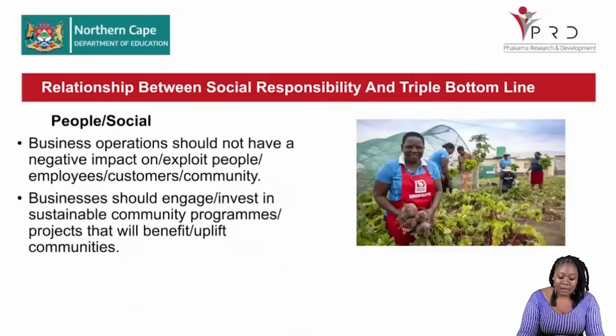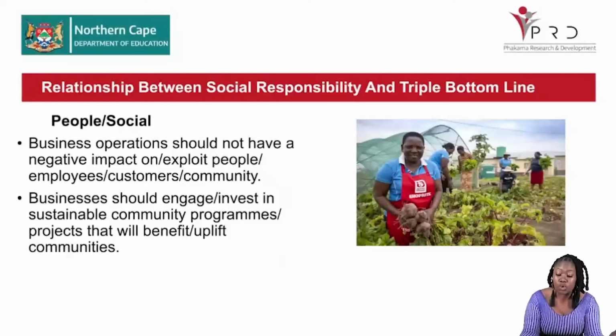Another thing is that businesses should engage or invest in sustainable community programs, projects that will definitely uplift the community. For instance, we have ShopRite. What ShopRite does is it donates a lot of equipment that is used for farming. So projects in communities where they actually farm for the benefit of the community. They'll give things like water tanks, the seeds that are needed, and everything that might be needed to run those projects. ShopRite also has some projects where they have soup kitchens where they feed the people or the community members in general who need food.